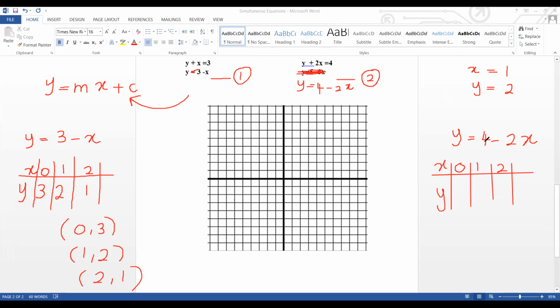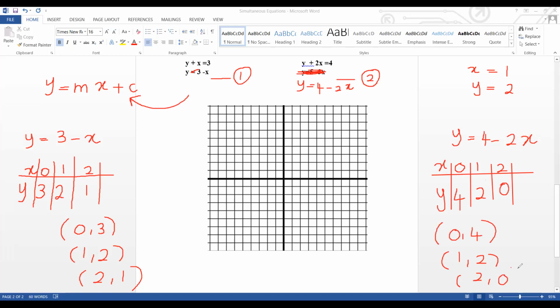So when x is 0, 4 minus 0, it's 4. Then 4 minus 2 times 1, it's 2. So 4 minus 2, it's 2. Then 2 times 2 is 4. So 4 minus 4, it will become 0, right? So these are my coordinates. 0, 4, this is the first coordinate. Then 1, 2. And the third one, 2, 0, right?